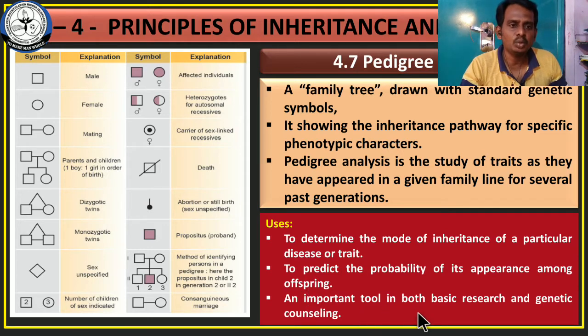An important tool in both basic research and genetic counseling. If you find any characters in the parents, the doctors advise the parents or give genetic counseling to the parents. Okay, what are the symbols that are used in pedigree analysis? Various symbols are given. These symbols are important. One more question.